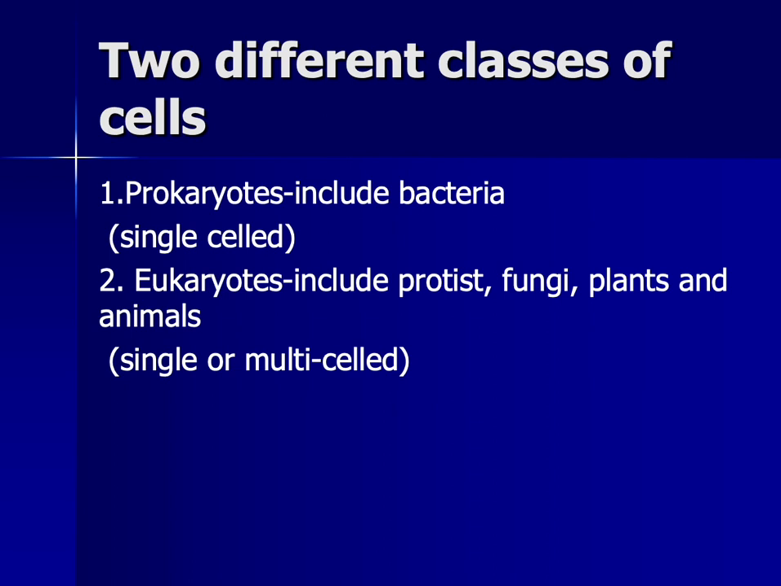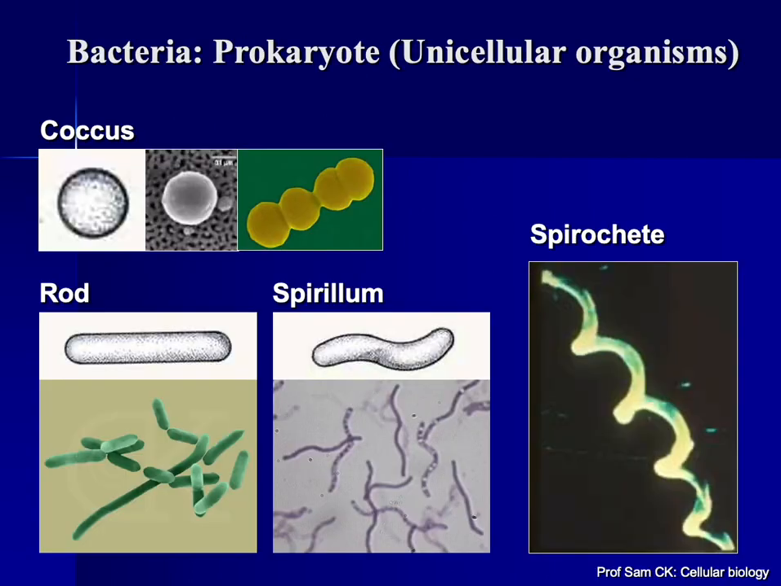So in the next few slides, what I'm going to show you are different organisms that will represent different classes of cells. The first one is the bacteria. They are all prokaryotes, unicellular organisms, and bacteria, you can divide them based on their shapes. So you see they are coccus, rod, spirillum, and also spirochetes.